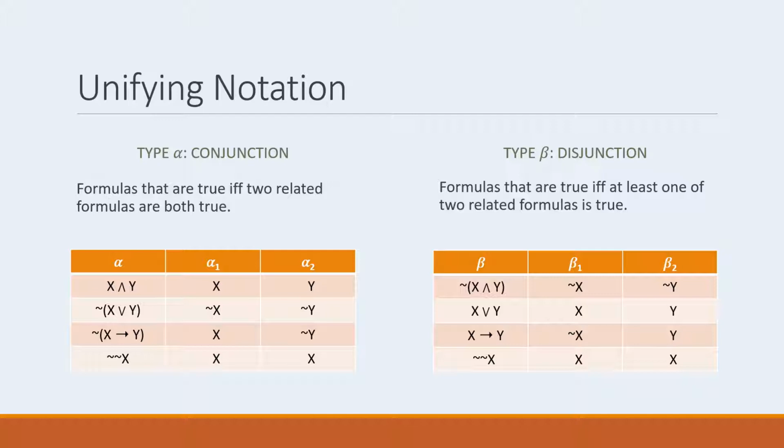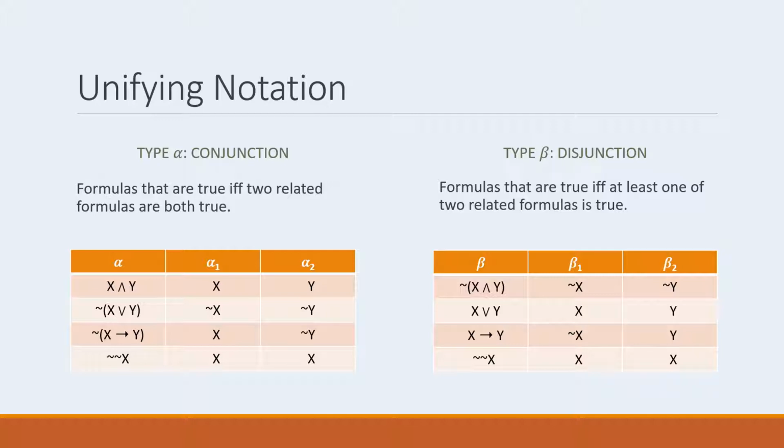These are formulas that are true if 2 related formulas are both true. So that's our normal use of the word conjunction, x and y, which is true if and only if x is true and y is true. But it's also true for the negation of a regular type disjunction, not x or y, which is true if and only if not x is true and not y is true. This, of course, is one of De Morgan's laws, the equivalence between not x or y and not x and not y. And Smullyan here just kind of goes with that.